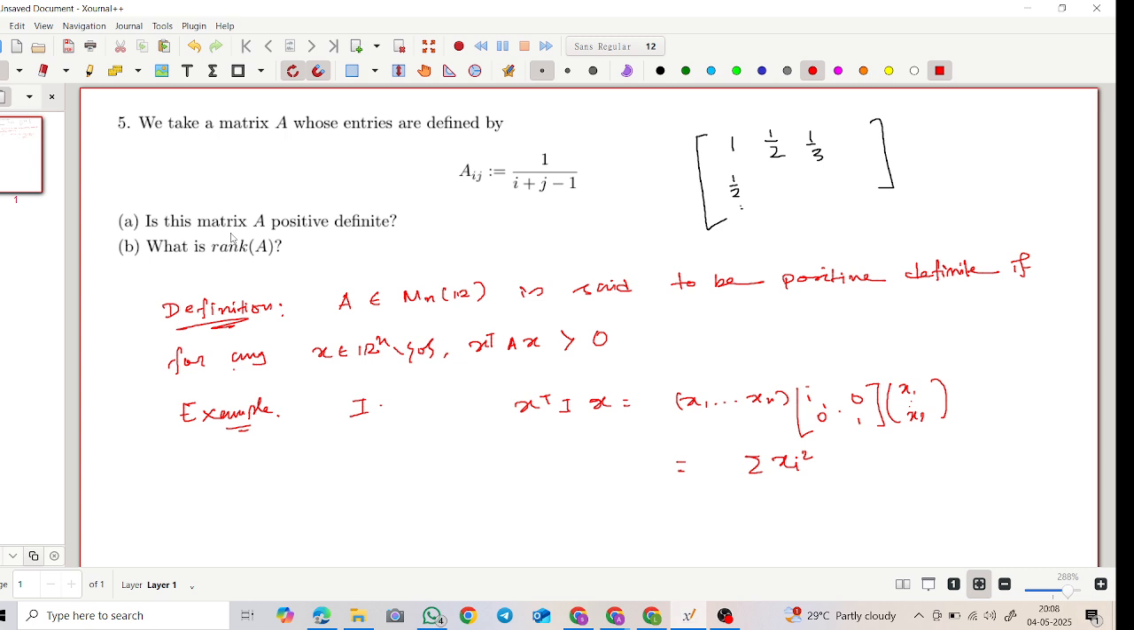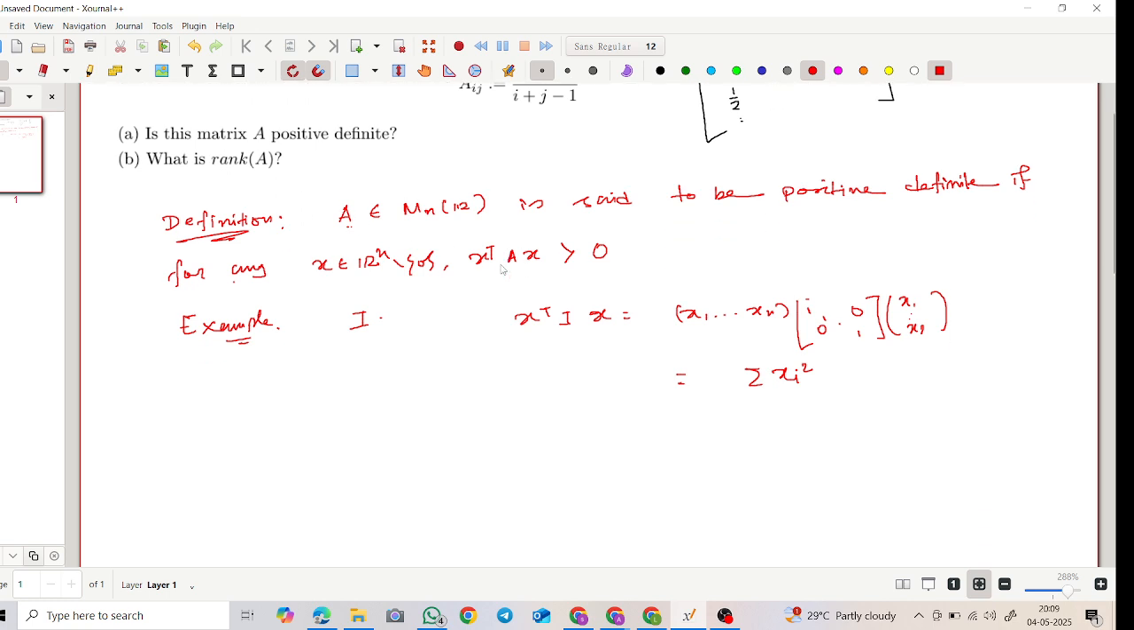This problem was once given in NET. Someone asks to tell the definition again. Yes, it is written right there. A belongs to M_n(R) is said to be positive definite if for any non-zero x, x transpose Ax is always greater than 0. Someone asks what x transpose Ax will be. X transpose Ax is a scalar. This is a matrix product, so it reduces to a one cross one matrix, which is basically a scalar. So that is the definition.